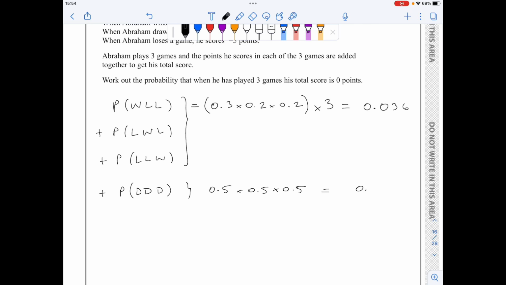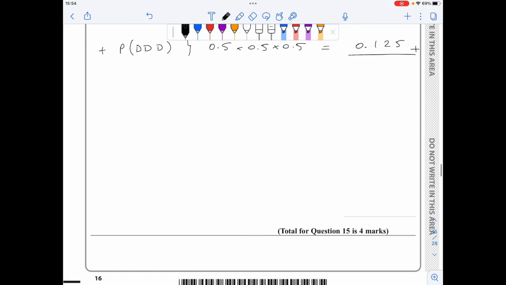And then the probability of getting 3 draws in a row is 0.5 times 0.5 times 0.5, and this comes out to be 0.125. And if you add these 2 probabilities, you will get 0.161.